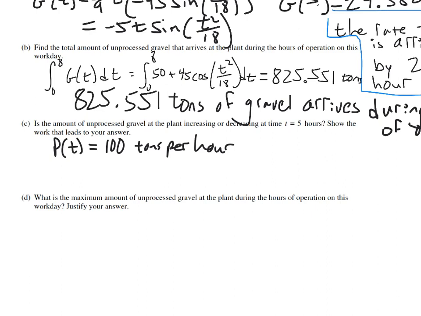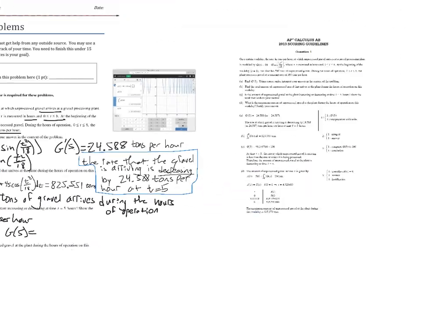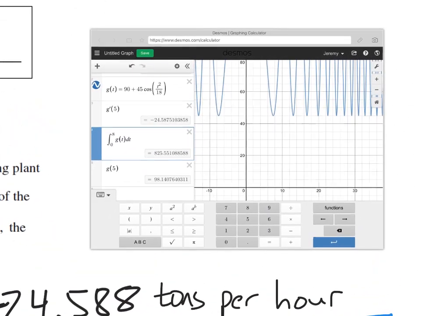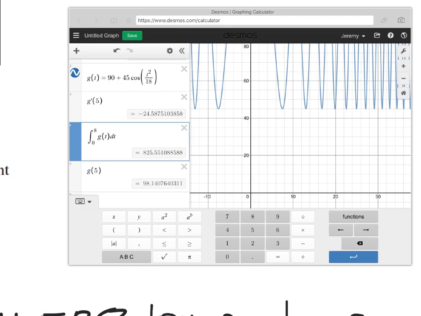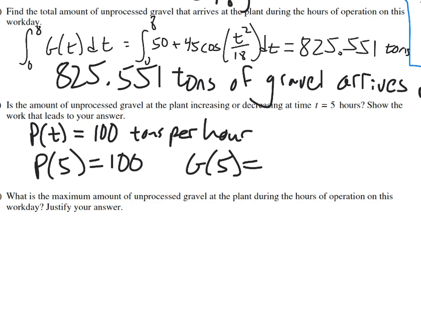So then we know that P of 5 is going to be 100 because that's constant, all right? And we know G of 5, let's go figure that out on our calculator here. There it is, 98.141. So the G of 5 comes from the formula, of course, and the P of 5 is constant.